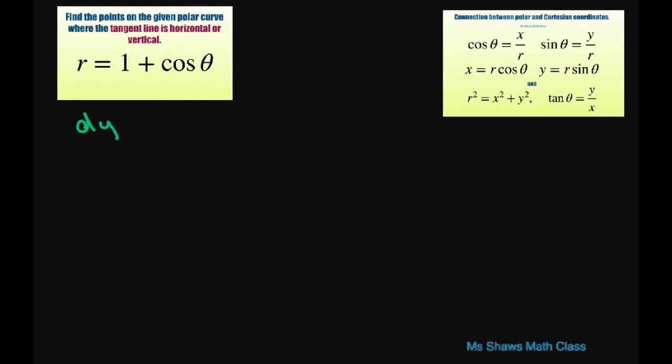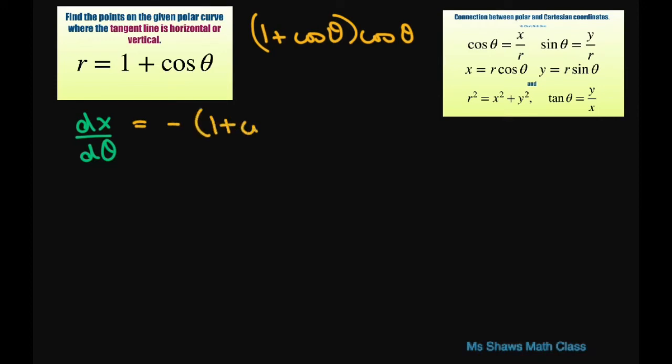So we're differentiating our x with respect to theta now. And let me write again what it is. It's going to be 1 plus cosine of theta times cosine of theta. That's what we're differentiating. All right, here we go. This is going to equal negative 1 plus cosine of theta times sine of theta. I just differentiated that and brought the negative in front. Minus cosine of theta times sine of theta.